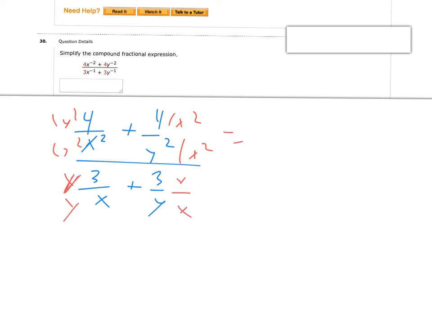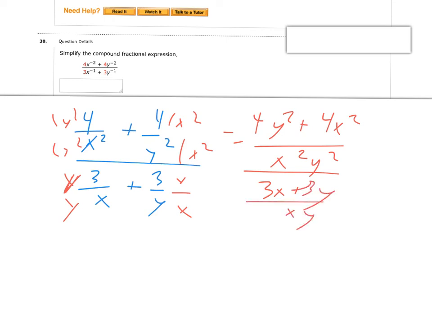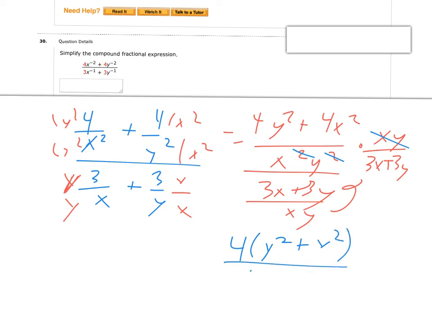Okay, so then we'll call this 4y squared plus 4x squared over x squared times y squared, all over 3x plus 3y over xy. All right, now I'll multiply by the reciprocal, xy, and then 3x plus 3y. We can cancel out one of these squares with these up here. We could factor out a 4 up top, so it'll be 4 times y squared plus x squared over xy times 3x. And you could pull out a 3 as well, actually. So let's go ahead and do that and call that x plus y.